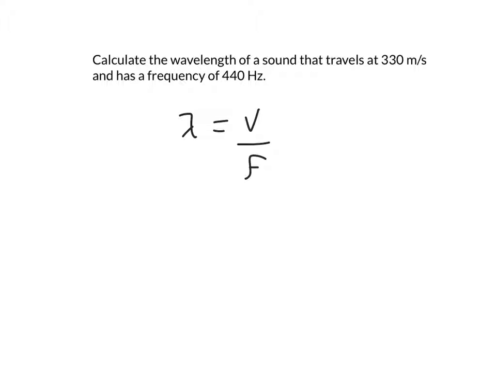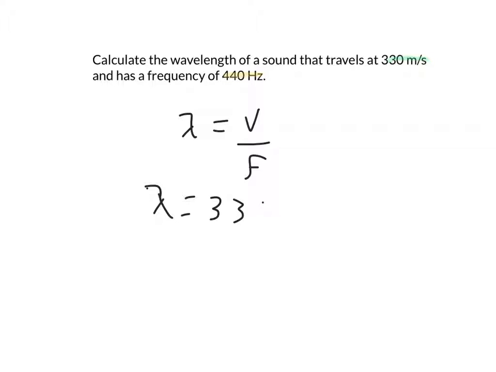of 440 hertz. So the first thing we have to know is that we have a formula in which we already have the wavelength, that is the lambda, the Greek letter, the speed, and the frequency. And we already have data: 330 meters per second is the velocity and the frequency is 440 hertz. So to calculate the wavelength, we only have to divide that.